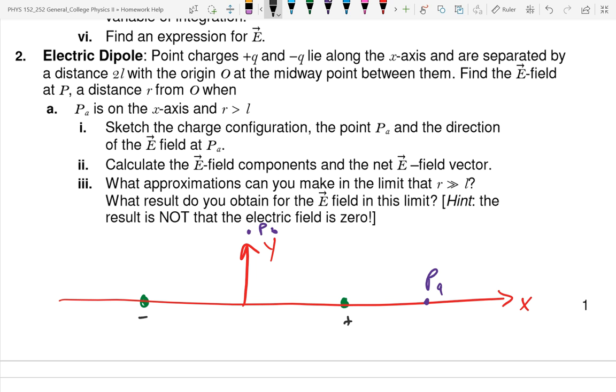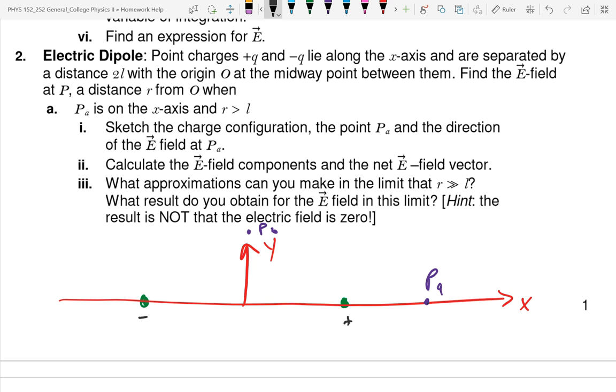If I want to find the electric field here, how should I find the electric field? Yeah, they're just 2 point charges, so just use Coulomb's law. There's no calculus in this entire problem. Number 2 is not calculus.